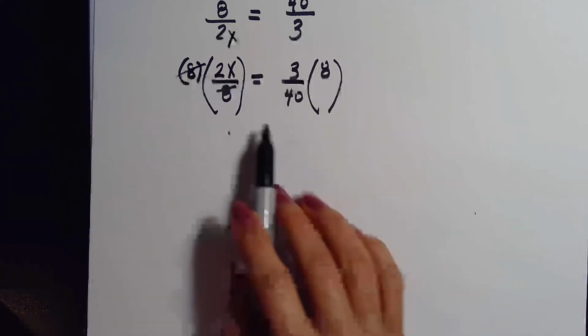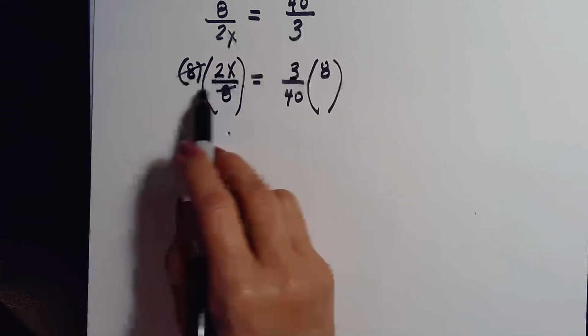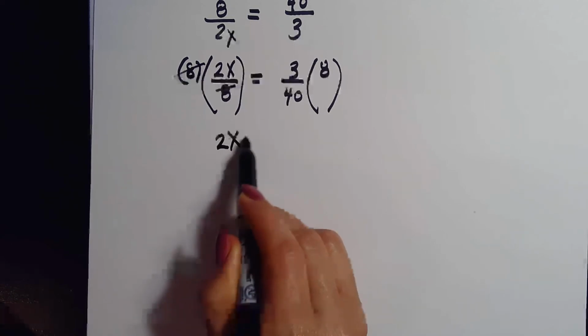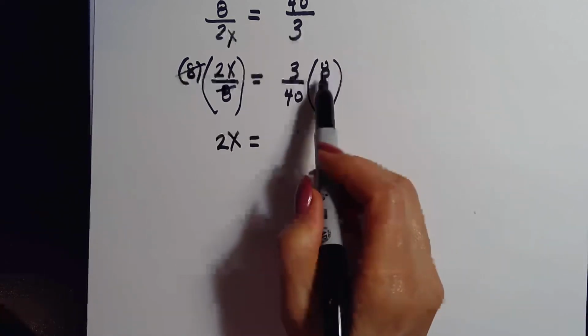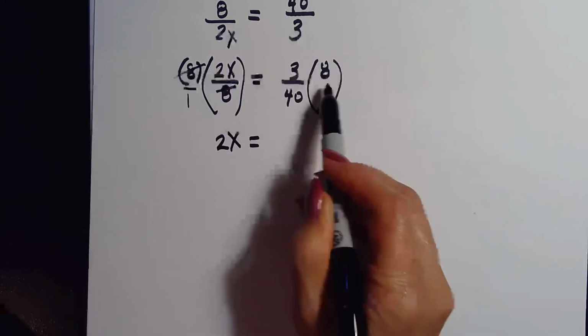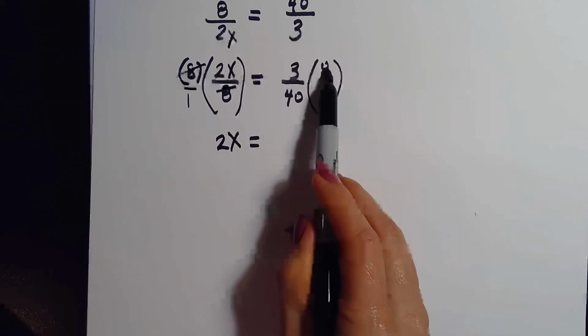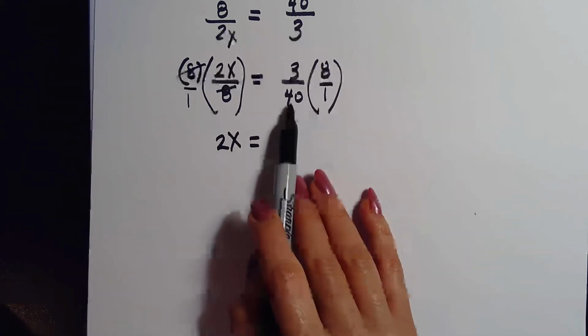So I'm going to show you here that you get rid of the 8, so you bring down the 2x equals. This one is like multiplying by 8 over 1, really. So you multiply 8 times 3, divided by 4 times 1.